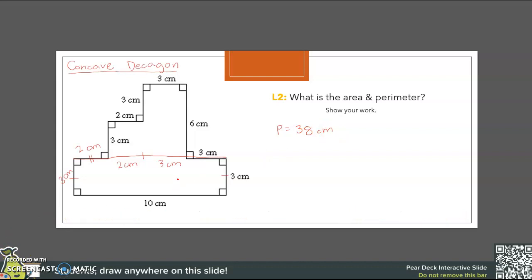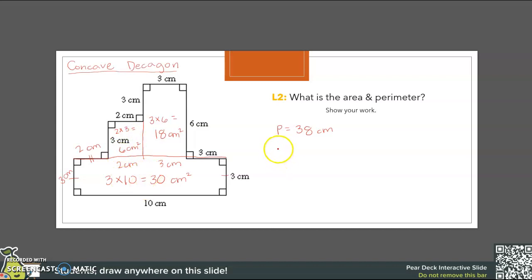Now let's determine the area. Since this giant rectangle is a 3 by 10 rectangle, the area of this rectangle is 30 centimeters squared. This medium-sized rectangle is a 3 by 6 rectangle, so it is 18 centimeters squared. And lastly, this small rectangle is a 2 by 3 rectangle, which makes it 6 centimeters squared.